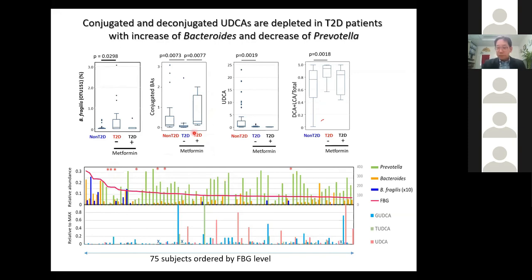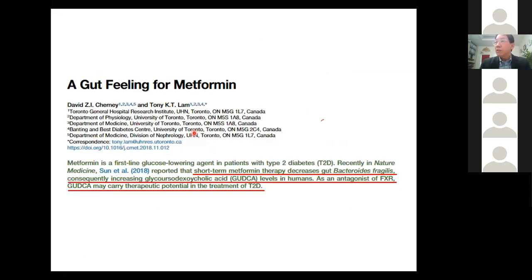and there are some papers about the relationship between the conjugated bile acid, Bacteroides fragilis and type 2 diabetes. So in this paper, they did some animal experiments and also a human intervention study.